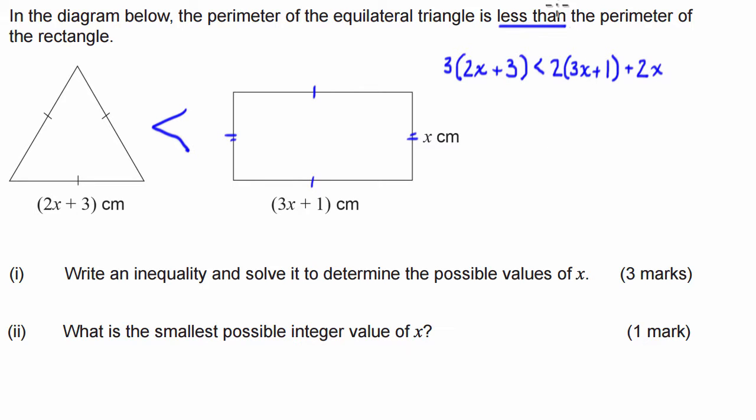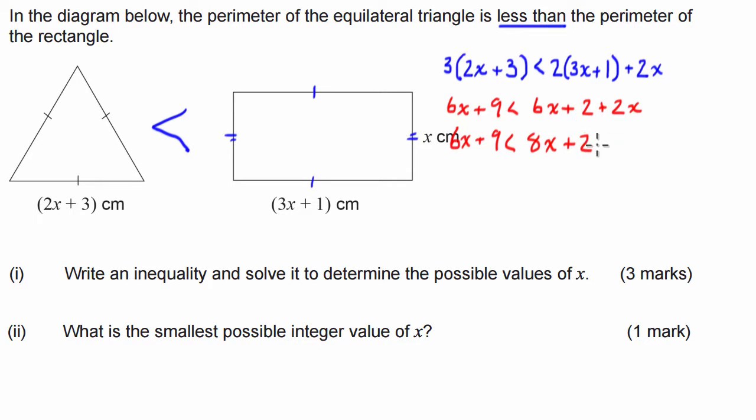Cool. So now we just have to go about solving the inequality. We're going to multiply out our brackets. So our next line is going to look like this. We've got 3 times 2, so that's going to be 6x plus 9. It's got to be less than 2 times 3x plus 1, which is 6x plus 2, plus 2x. Cool. So we can combine our like terms on this side. So we have 6x plus 9 is going to be less than 8x plus 2.